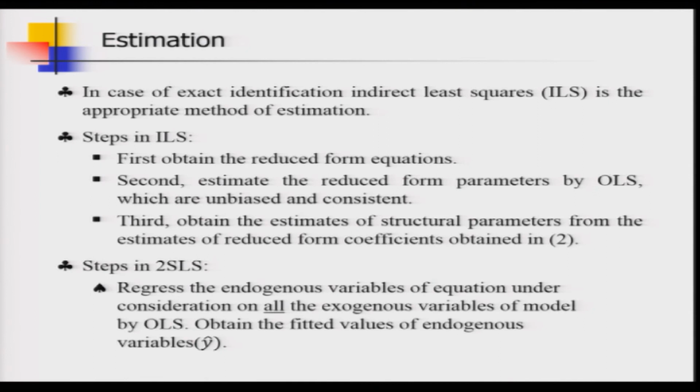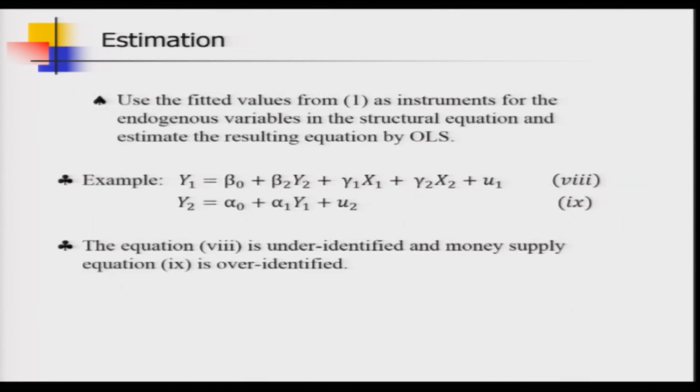Now, what are the steps in the two stage least squares procedure? Here you start by regressing the endogenous variables of the equation under consideration on all the exogenous variables of the simultaneous equation systems model by running OLS. Obtain the fitted values of these endogenous variables, these are y hats. Now, in the second step you use these fitted values from step 1 as instruments for the endogenous variables in the structural equation, and you estimate the resulting equation by OLS.